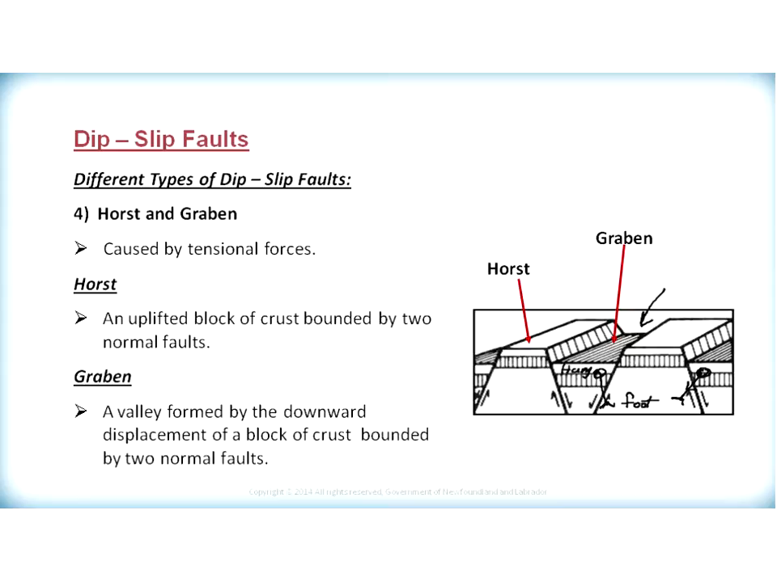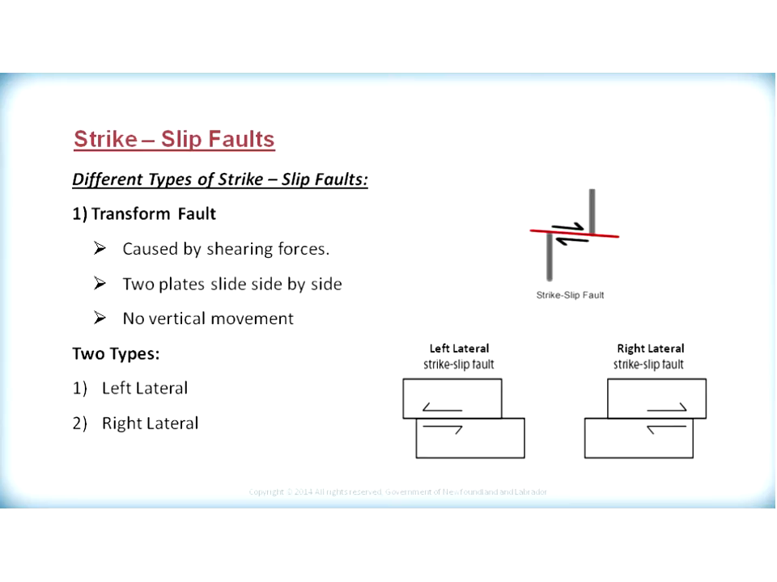That would be a valley, which again will be bound by two normal faults. So we have horst and graben as the fourth example of dip-slip faults. If we now look at strike-slip faults, our main type of strike-slip fault is what's called a transform fault. The transform fault is caused by shearing forces. These are forces that move past one another without any vertical displacement.